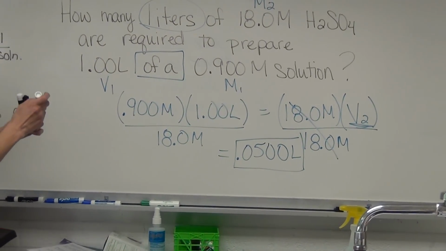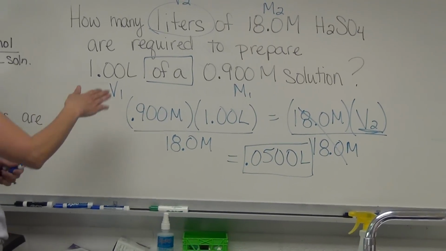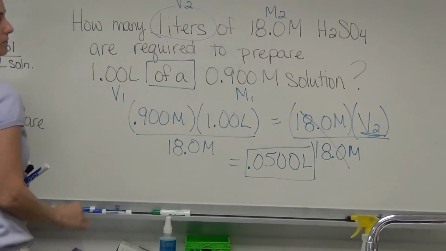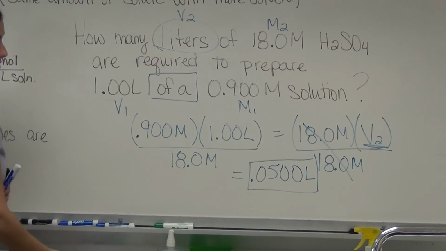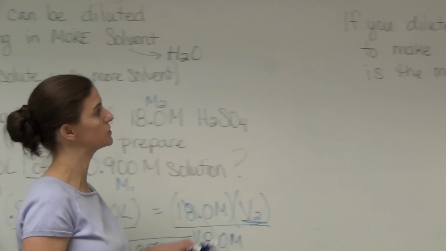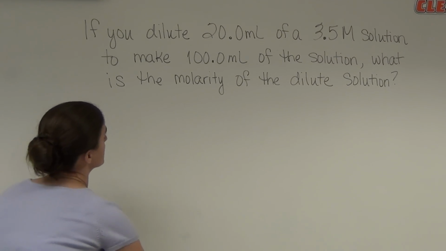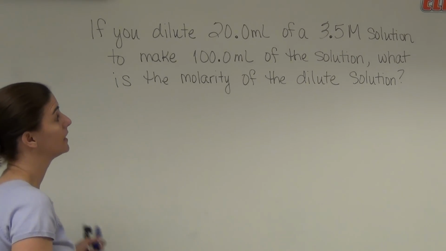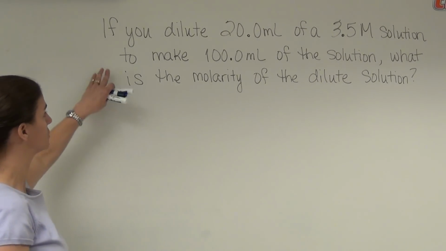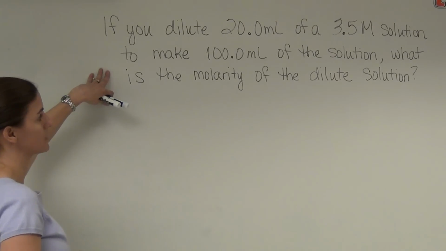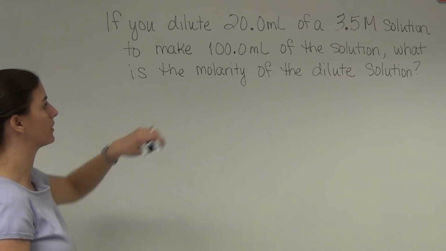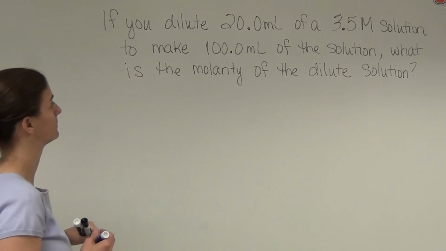Okay? That's the first problem. In this case, we're solving for a volume. The only other thing you can solve for is molarity. So let's look at this problem. If you dilute 20.0 milliliters of a 3.5 molar solution to make 100 milliliters of the solution, what is the molarity of the dilute solution?